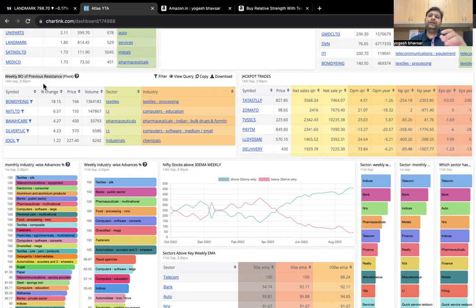Over here you'll see when the last previous swing highs have been broken on the weekly basis.